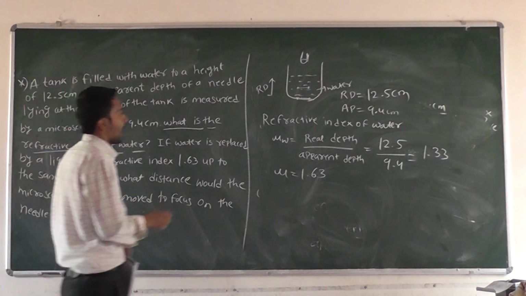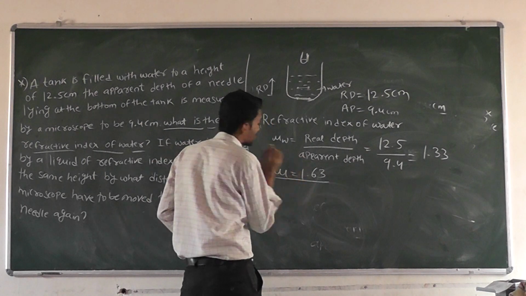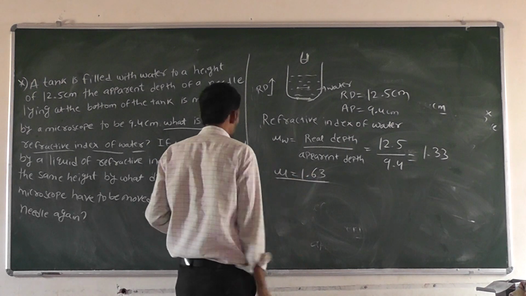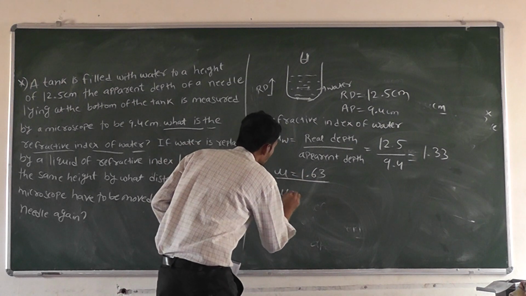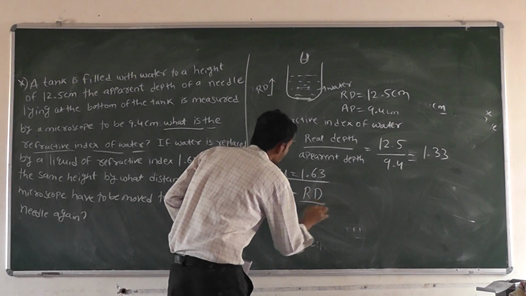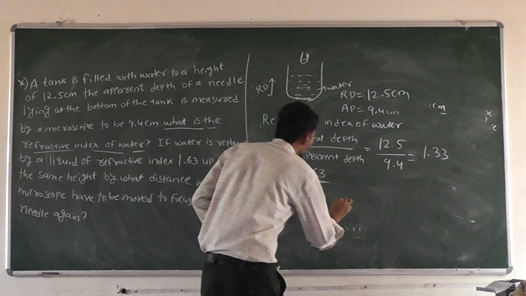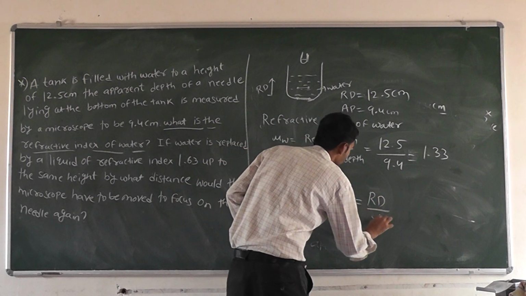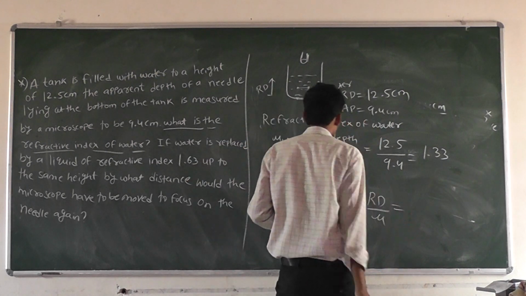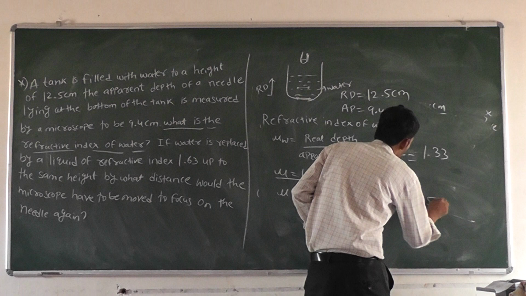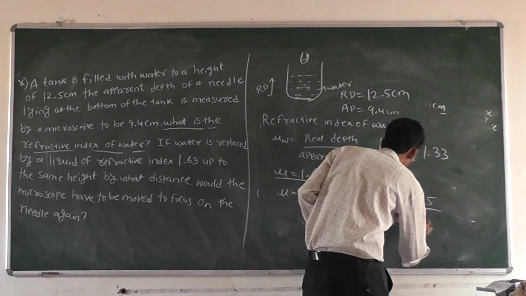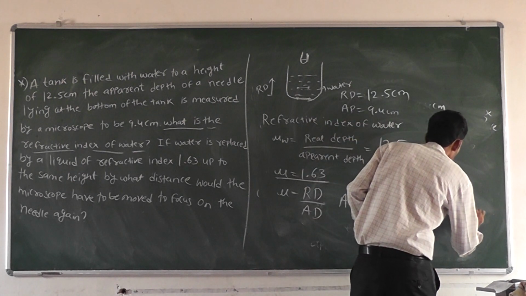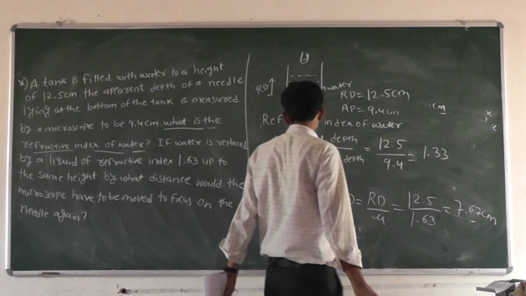Next we have to find out the apparent depth by taking the new liquid. Refractive index is 1.63. Same formula we are using. Mu is equal to real depth by apparent depth. We have to find out the apparent depth. Apparent depth AD is equal to real depth by refractive index mu. What is the real depth here? We know the value, 12.5 centimeter. What is the refractive index here? 1.63. So what we will get is 7.67 centimeter.